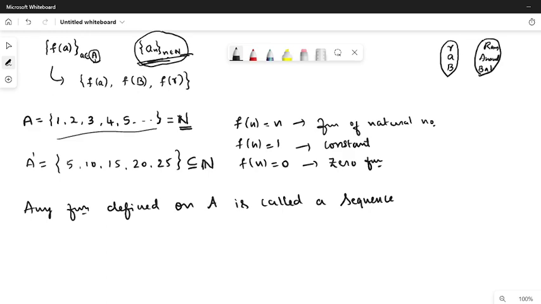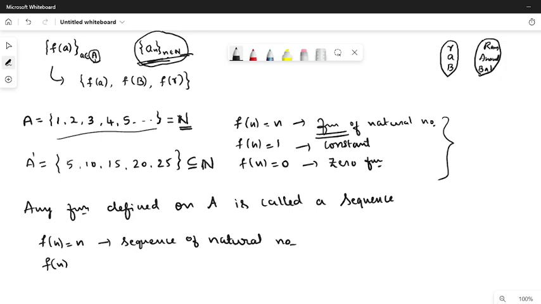Let me take these examples again. See, if you write f of n equal to n, then it is a sequence of natural numbers. Earlier I just had the word functions, right? So sequence of natural numbers. F of n equal to say 2n, it is a sequence of even numbers, strictly speaking even natural numbers.